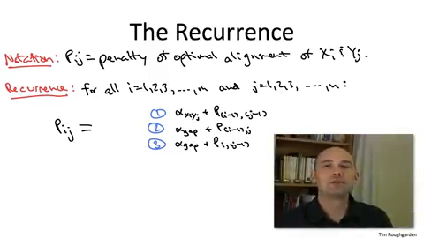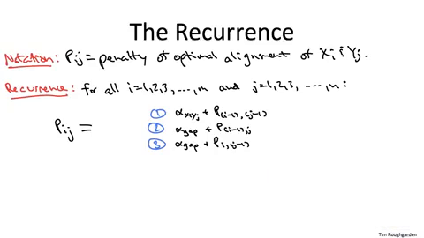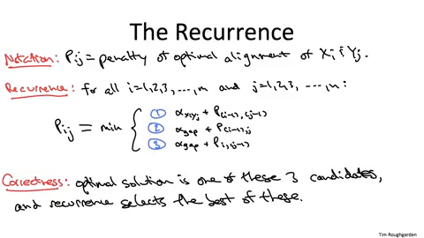So we know that the optimal solution has to look like one of these three things. We don't know which. So in the recurrence, we'll just, in effect, do a brute force search among the three outcomes. We just choose the minimum of the three possibilities. So that's the formal recurrence.